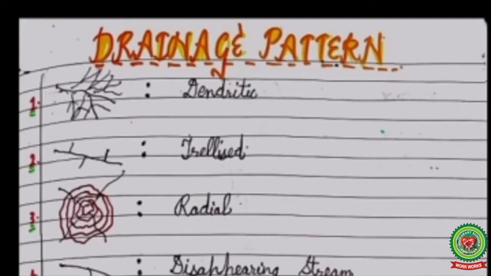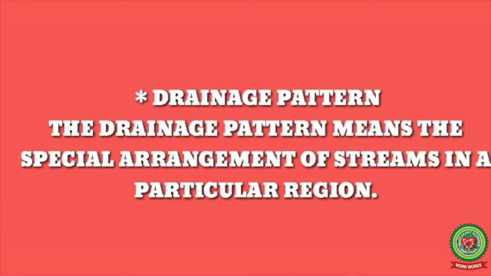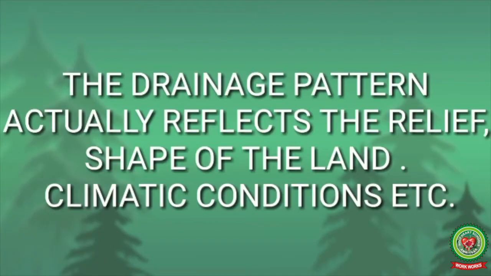The topic that I am going to cover today is drainage pattern formed by the various streams on the topographical maps. Now children, what do you mean by drainage pattern? The drainage pattern means the spatial arrangement of streams in a particular region. The drainage pattern actually reflects or shows the relief, shape of the land and climatic conditions, etc.